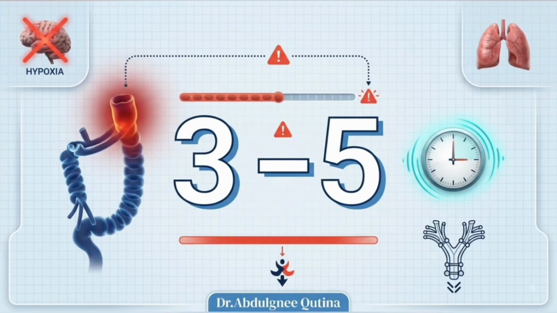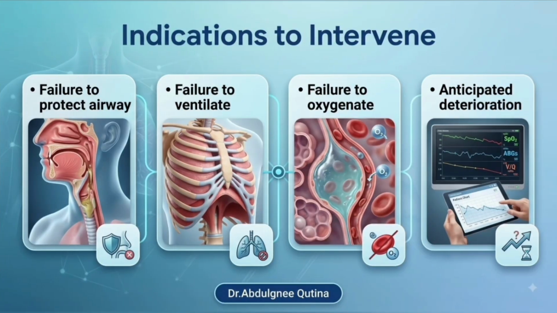3 to 5 minutes. That ticking clock right there, that is your entire window. It's step 1 in the ABCDEs for a very good reason. Failing to secure a patent airway leads to brain hypoxia and death before you even have time to second-guess yourself. So, your very first decision point in this algorithm: does the patient actually need intervention?